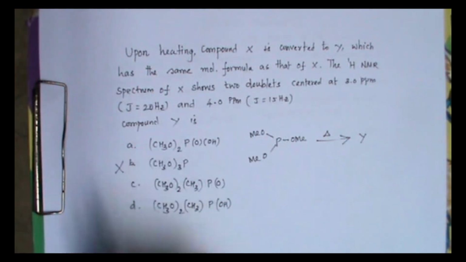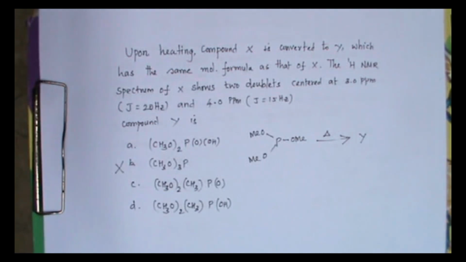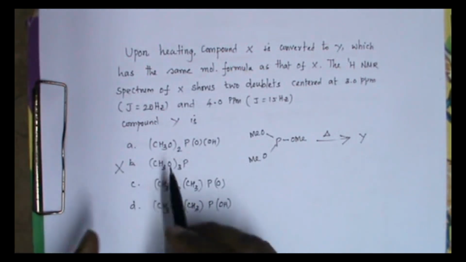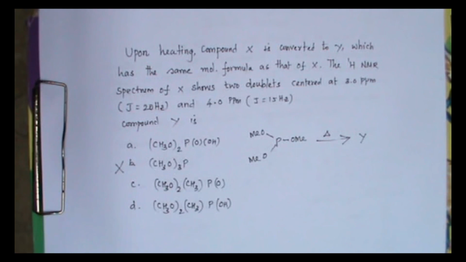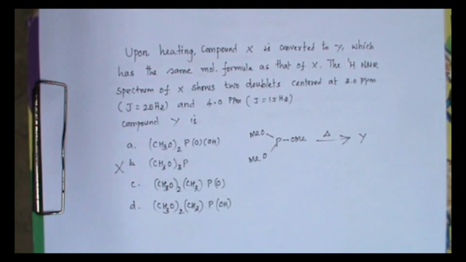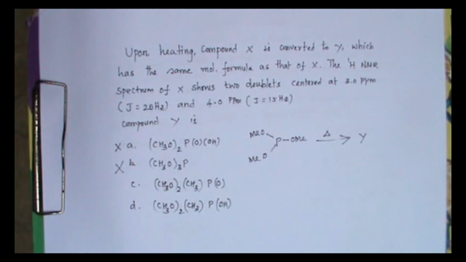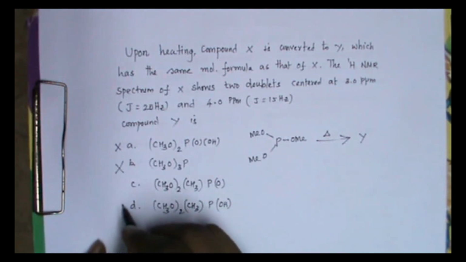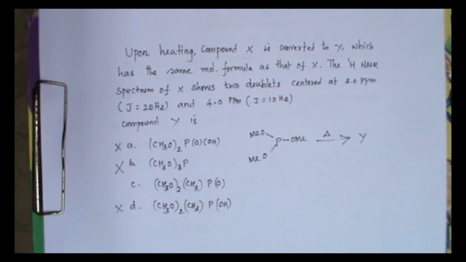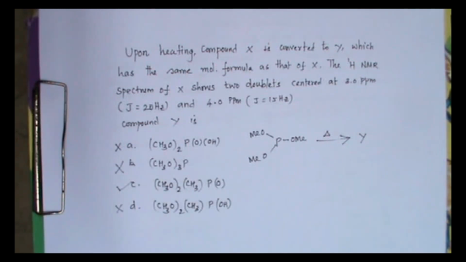Let us go to option A. Here I have only one CH3. And if I go for the molecular formula, it will not be 124. The molecular formula of this is something different from trimethyl phosphite. So I can eliminate this option also. For the same reason, I can eliminate this option also. The molecular formula will not match trimethyl phosphite. So only this option is right.